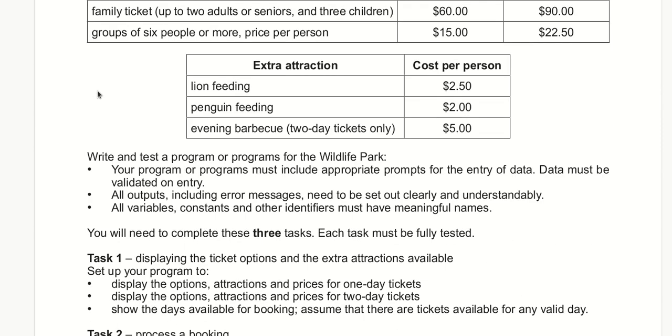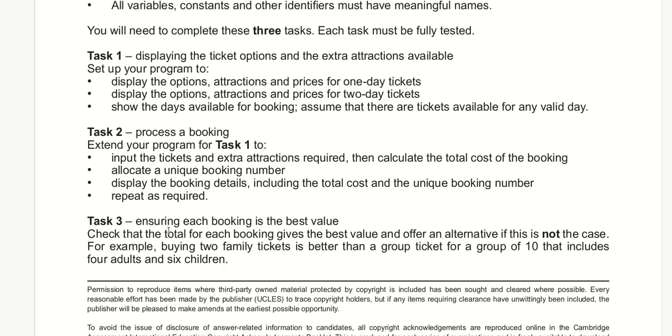So in task 3 it states: ensuring each booking is the best value. Check that the total for each booking gives the best value and offer an alternative if this is not the case. For example, buying 2 family tickets is better than a group ticket for a group of 10 that includes 4 adults and 6 children.